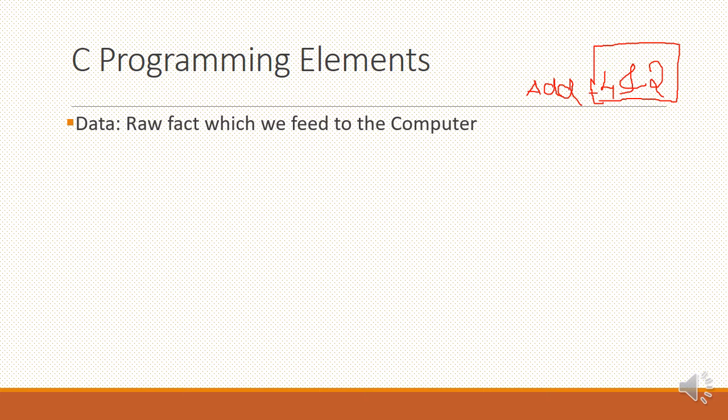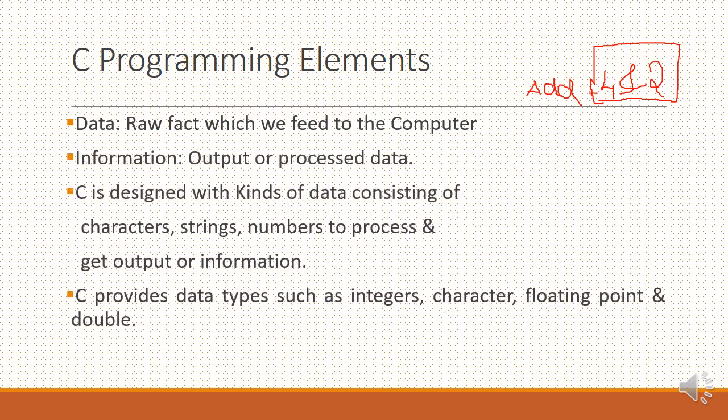And next, what do you need? Information. Output or the processed data. That means you have to give the data to the computer and it should process it. That also we need. And next, C is designed with the kinds of data consisting of characters, strings, numbers to process and get output or information.